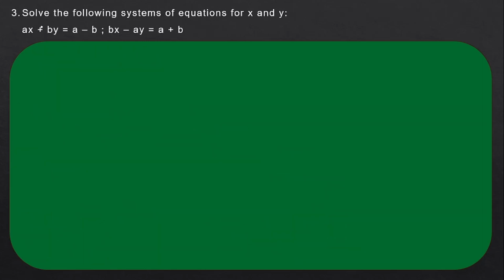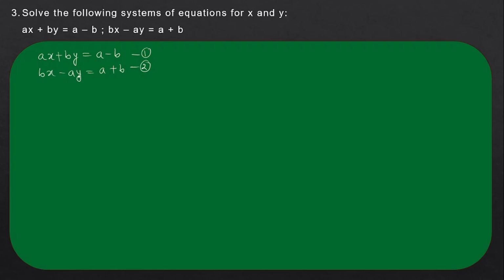Let's move further. The third question is: solve the following system of equations for x and y. The given equations are ax plus by is a minus b and bx minus ay is a plus b. This is my first equation, this is my second equation. Now if I am trying to solve it by elimination method, I can make the coefficients of either x the same or y the same. I will try to make the coefficients of y the same.